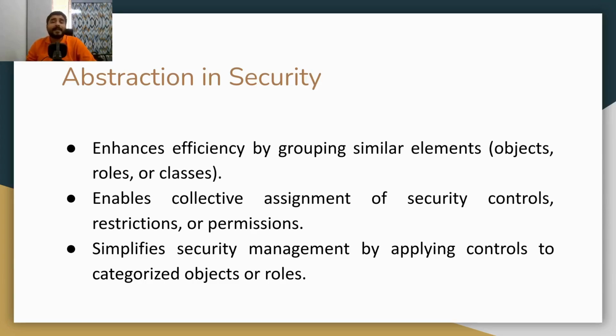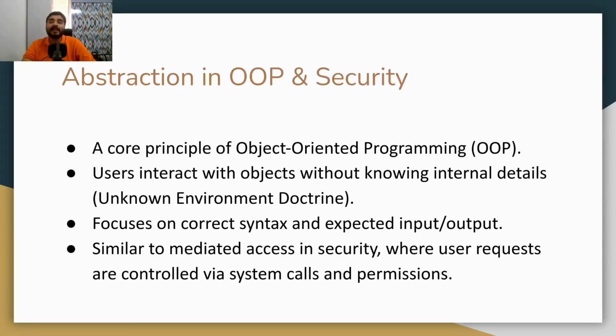So the ultimate idea of abstraction is to simplify security management by applying security controls to categorized objects or roles. This is the ultimate idea. Abstraction fundamentally makes the management of security easy by applying the controls in a broader way to objects or roles. Based on roles, you can have a broader criteria of abstraction. Based on objects, you can have a broader criteria. This is the ultimate goal.